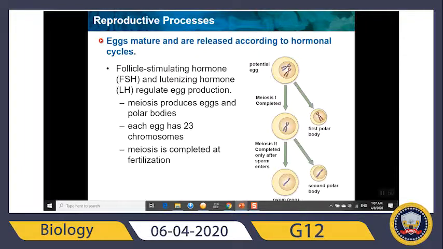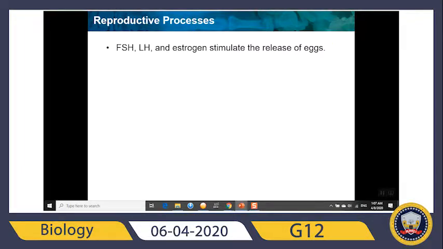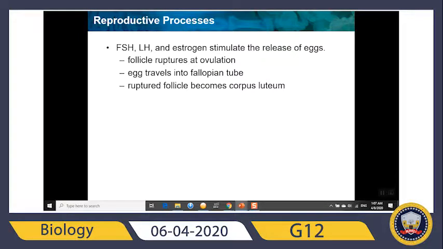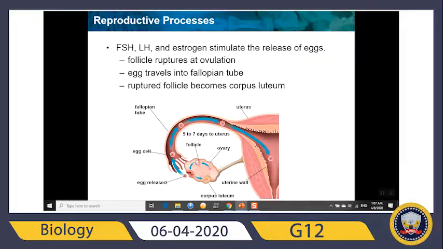FSH, LH, and estrogen stimulate the three stages of the release of eggs. The follicle ruptures at ovulation, so ovulation is basically the release of an egg from the follicle. The egg travels into the fallopian tube. The ruptured follicle becomes the corpus luteum.